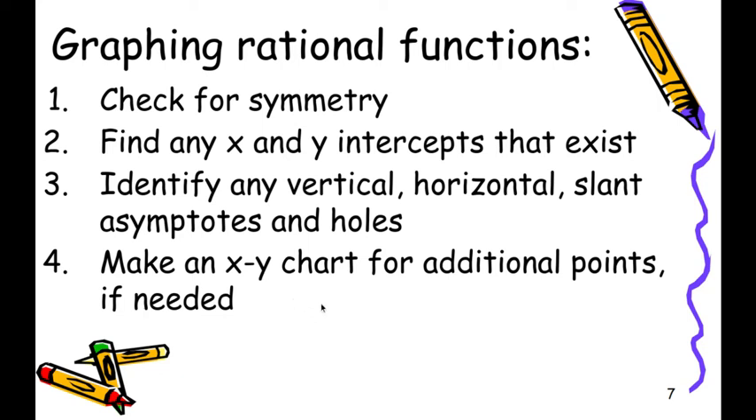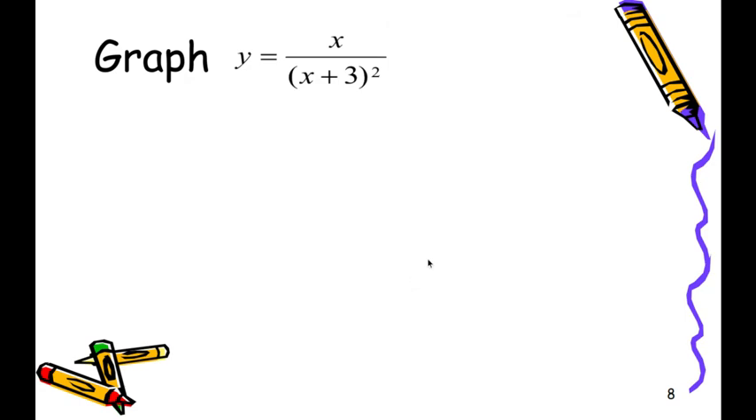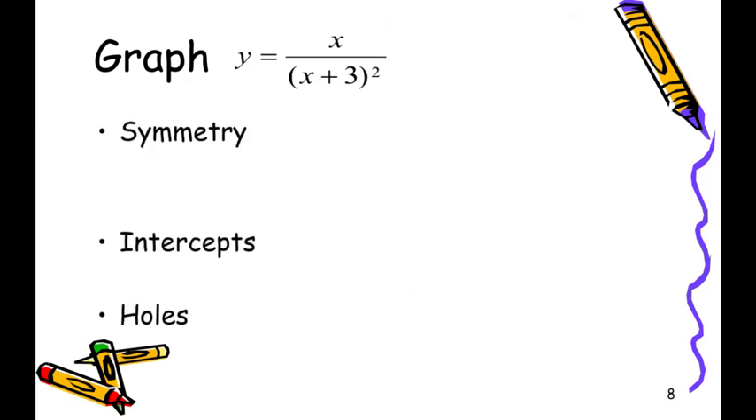So let's look at our first example. So we've got x over (x plus 3) squared. So the first three things that we're looking for: symmetry, intercepts, and holes. So symmetry first. If you replace x with 2, so you get 2 over 5 squared, which is 25. If you replace x with negative 2, we get negative 2 over 1 squared. So that is not going to be opposite signs. So there's no symmetry here.